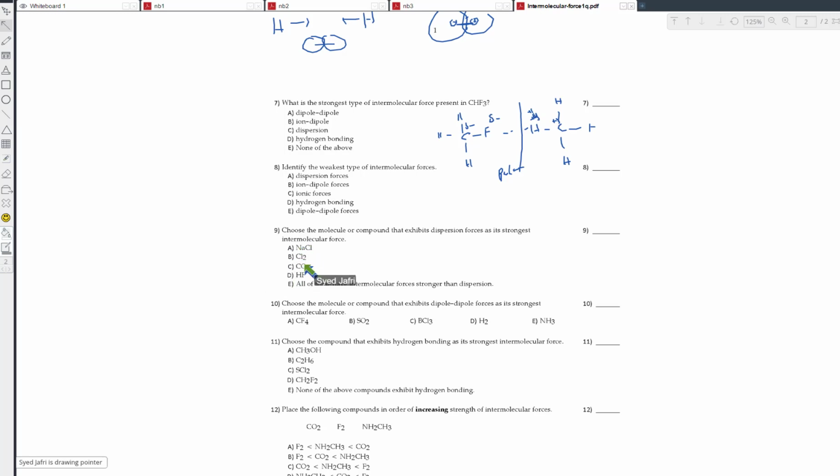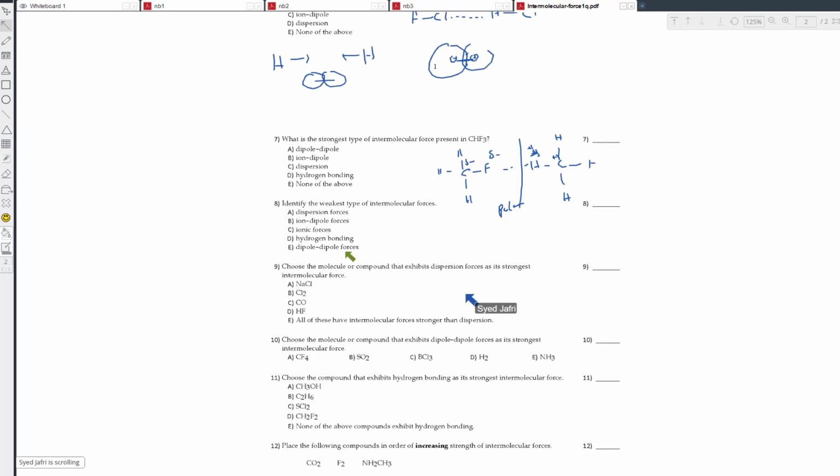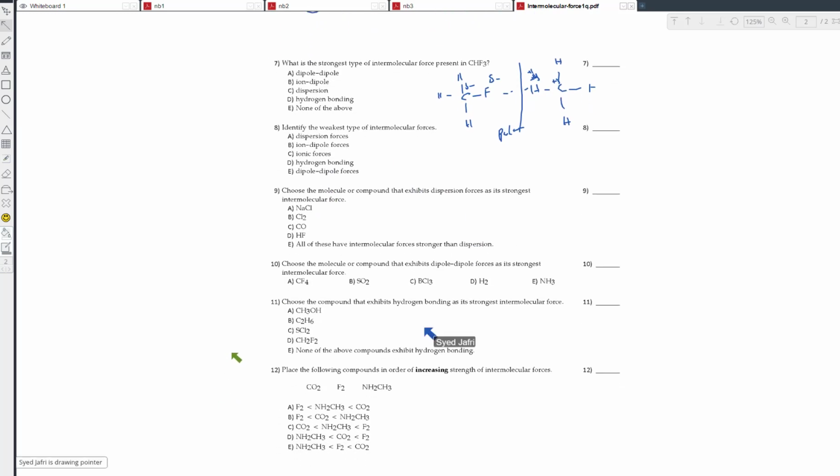No, CO is going to be a polar molecule. Oh, Cl2 you are saying. Yes, Cl2 is going to be the answer because it's non-polar. Cl2 is non-polar, so definitely dispersion is the strongest it can do. You're right. What type of force do you think is in CO?